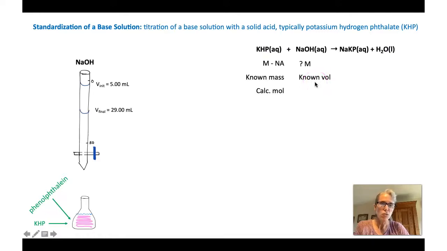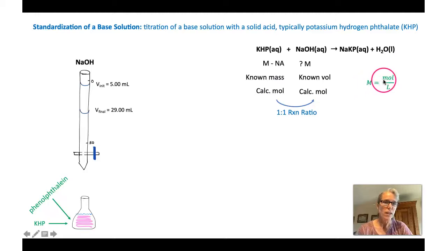And now if we think this through a little bit further, we've got the calculated moles and the known volume of the NaOH, so we can take advantage of that 1-to-1 reaction ratio. So now we know the moles of NaOH and we know the volume. Now we can use the definition of molarity again, moles per liter, and we can calculate the concentration of that NaOH. Okay, it's very, very similar to the previous example with HCl and sodium hydroxide. The calculations are a tiny bit different.